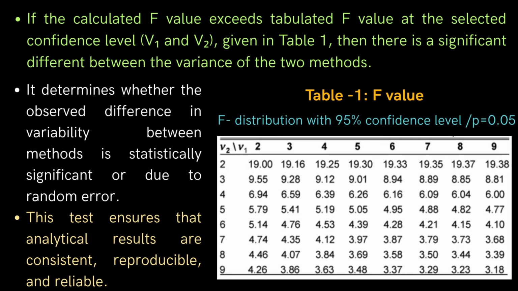If the calculated F value exceeds the tabulated F value at the selected confidence level, V1 or V2, then there is a significant difference between the variance of the two methods. It determines whether the observed difference in variability between methods is statistically significant or due to random error. This test ensures that analytical results are consistent, reproducible, and reliable.